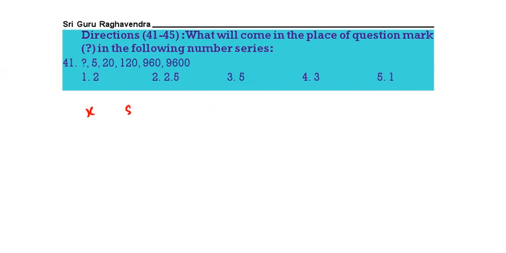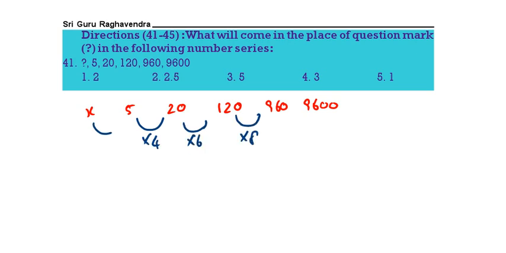Next question. We have to find what will come in the place of the question mark. x, 5, 20, 120, 960, 9600. See here, into 4, into 6, into 8. That means this will be into 2. 2x is equal to 5, x is equal to 2.5. 2.5 is the correct answer.